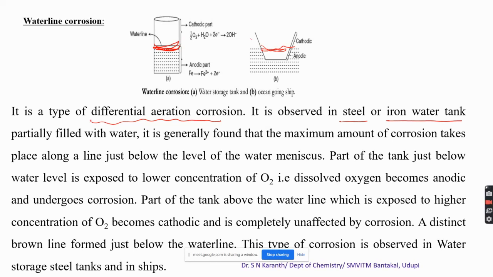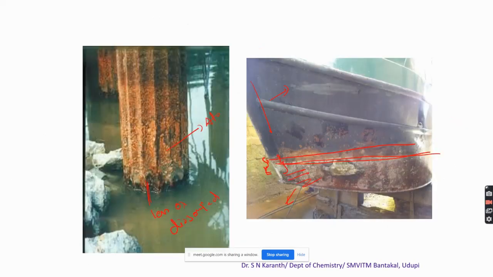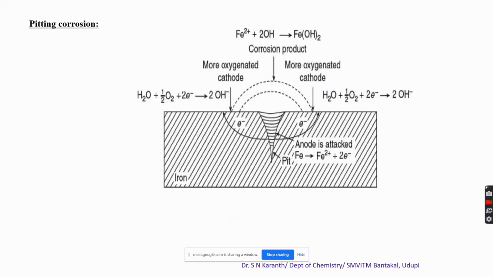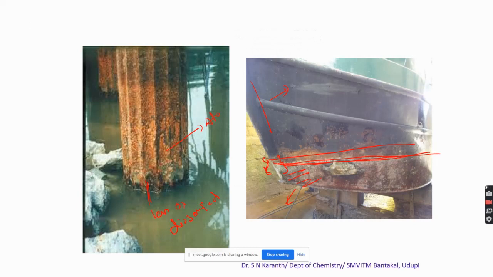type of differential aeration corrosion, like in the case of this pillar, and even in the case of an ocean-going ship. The slight corrosion takes place in the beginning. If you observe, we can clearly see a distinct brown line just below the water line, not the complete part rusted. In the beginning of that corrosion, just below the water line, you can observe a distinct brown line.